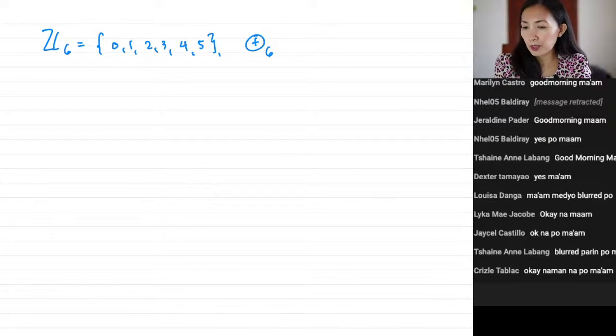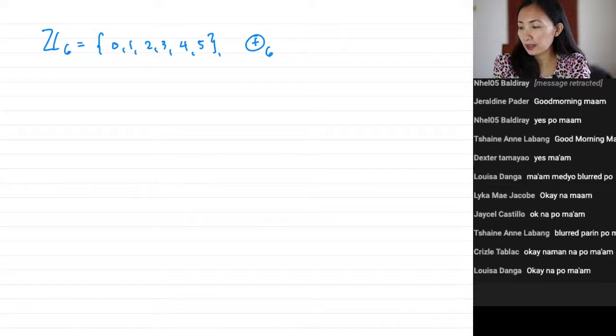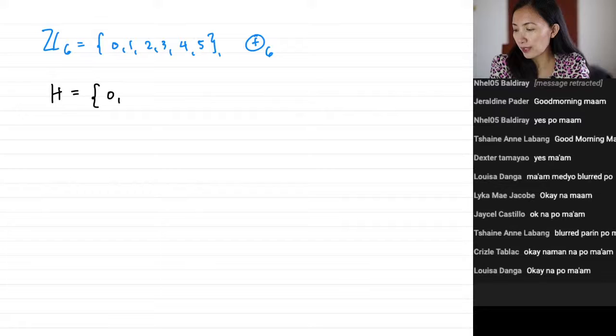So for example, Z sub 6 under addition modulo 6. Let me write down a subgroup from here. Let us denote the subgroup to be H. One subgroup here is the group consisting of the elements 0, 3. Okay, 0, 3. Bakit subgroup yan? You might be asking me, bakit subgroup yan?